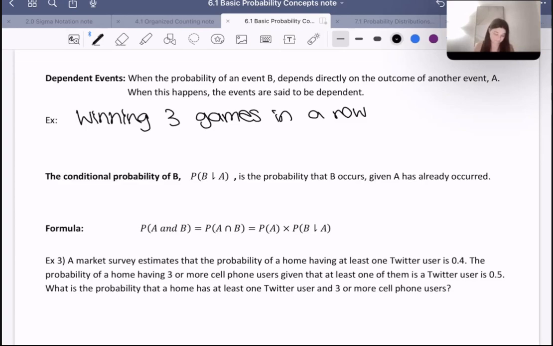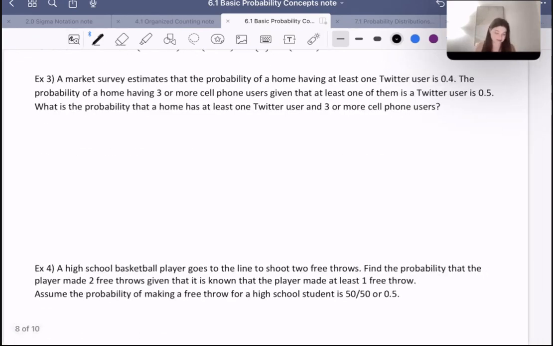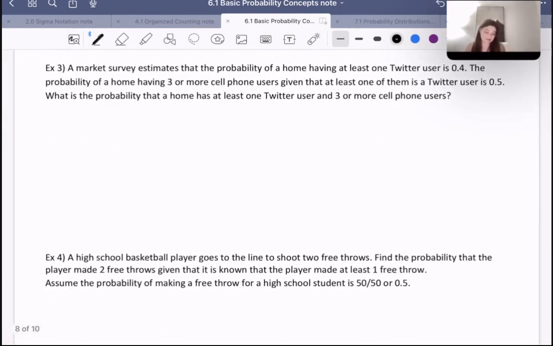Okay, so example 3 says, a market survey estimates that the probability of a home having at least one Twitter user is 0.4. The probability of a home having 3 or more cell phone users, given that at least one of them is a Twitter user, is 0.5. What is the probability that a home has at least one Twitter user and 3 or more cell phone users?